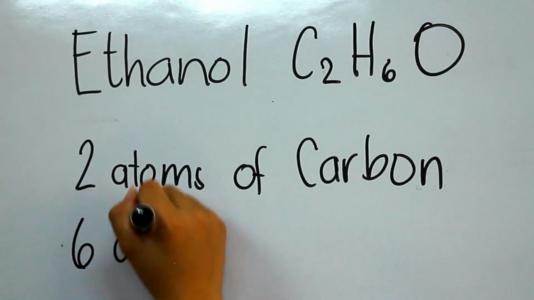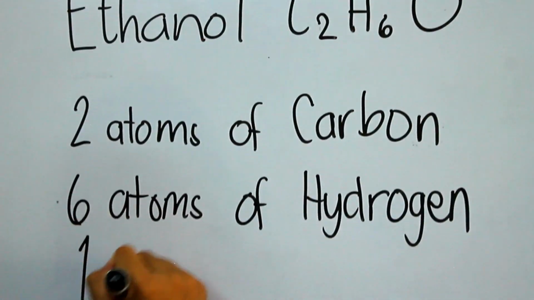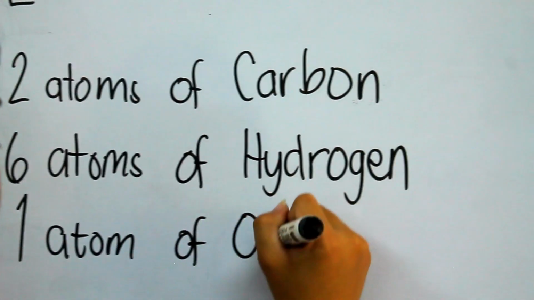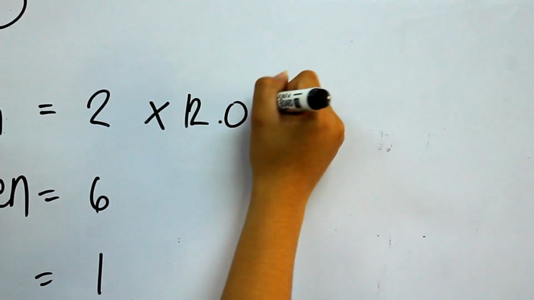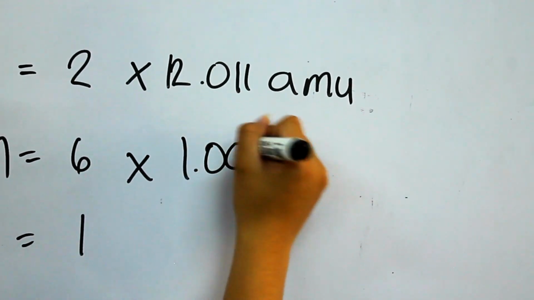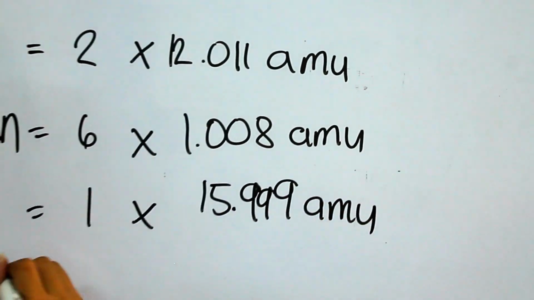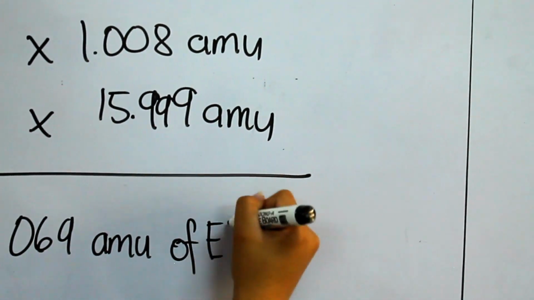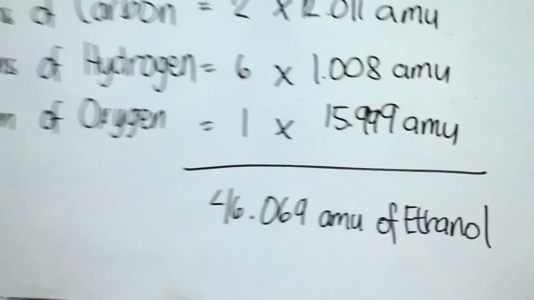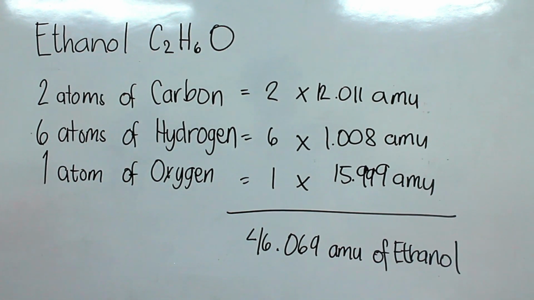Ethanol has 2 atoms of carbon, 6 atoms of hydrogen, and 1 atom of oxygen. The atomic mass of each element from the periodic table would be carbon at 12.011 AMU, hydrogen at 1.008 AMU, and oxygen at 15.999 AMU. To find the molecular mass, we simply combine all the atomic masses of the elements. That would mean 12.011 times 2 AMU of carbon, plus 1.008 times 6 AMU of hydrogen, plus 15.999 AMU of oxygen. Combining that would give us around 46.069 AMU of ethanol.